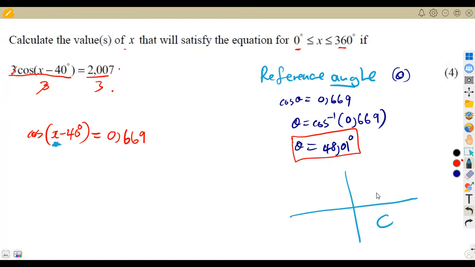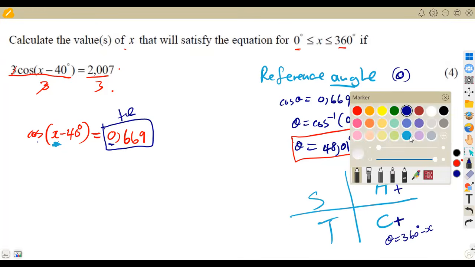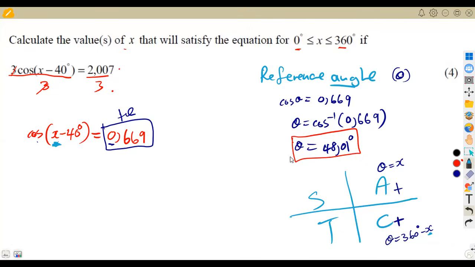We now go back to the CAST concept, whereby we are asking ourselves where cos is positive, because this value here is positive. So cos is positive in the fourth and in the first quadrant, whereby in the first quadrant, your theta was equal to x, and your theta in the fourth quadrant was equal to 360 degrees minus x. But remember, our x was the reference angle, but this time the reference angle is theta. So here we are talking about 360 degrees minus theta. Here we are talking about theta in this case.